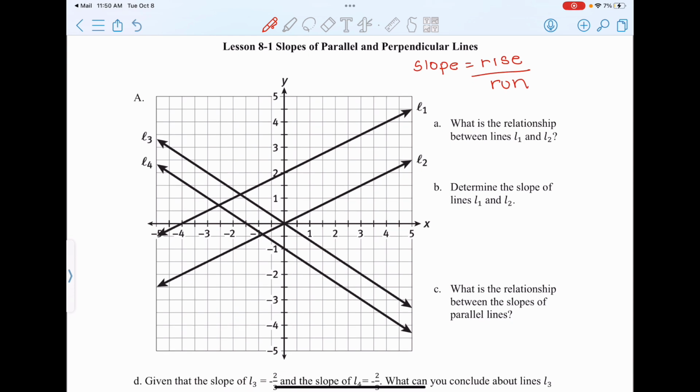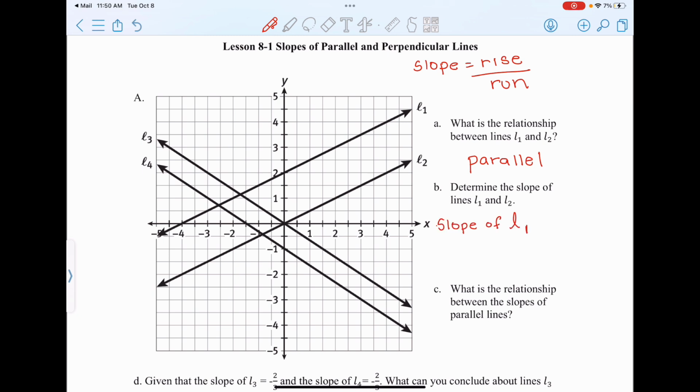In part A, it says, what is the relationship between lines L1 and L2? Well, if you look at lines L1 and L2, it looks like they're never going to intersect. So that tells me that they are parallel. And let's find the slope of each of these lines and determine if we can find a pattern. So starting with the slope of L1.